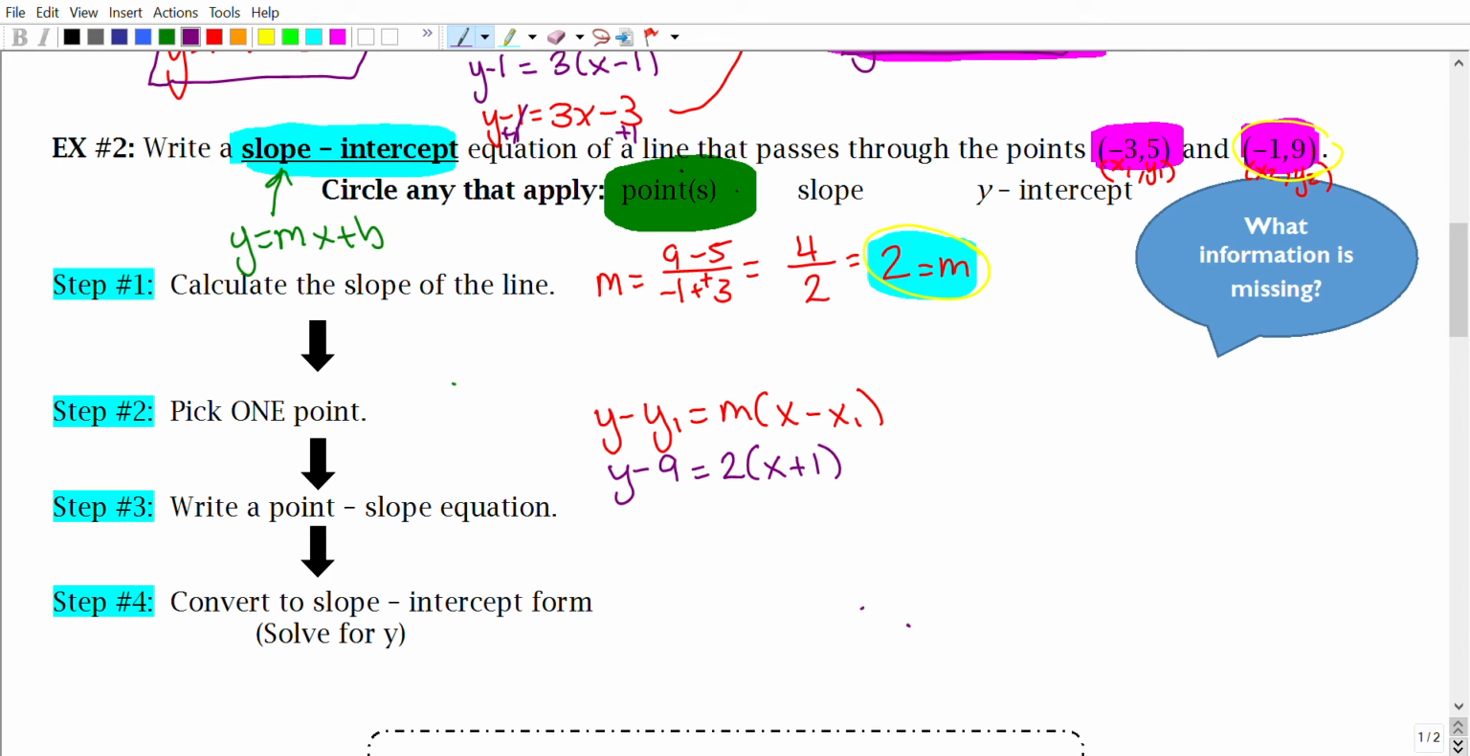All right. Then finally, let's make sure we did this correctly. Did we calculate the slope? Yes, we did step 1. Did we pick one point? Yes, I picked -1 comma 9.